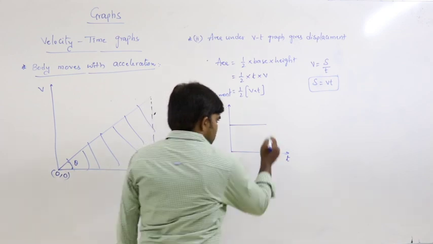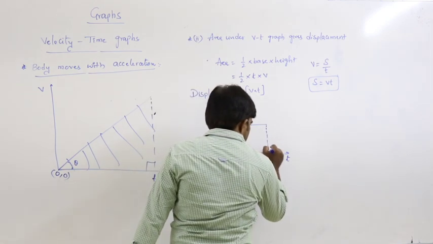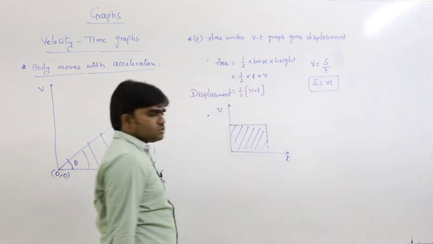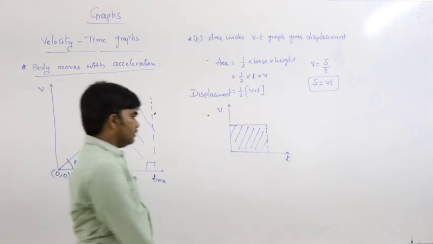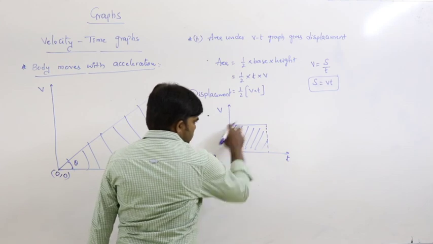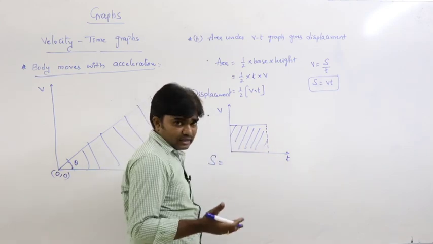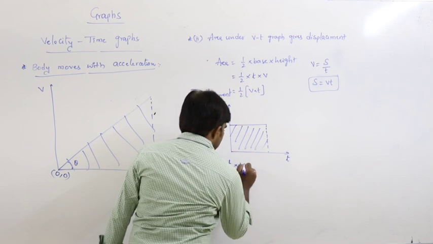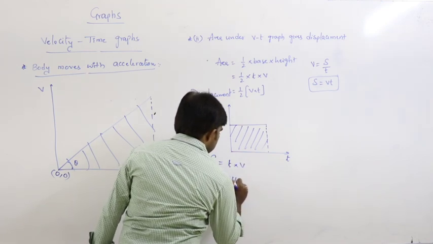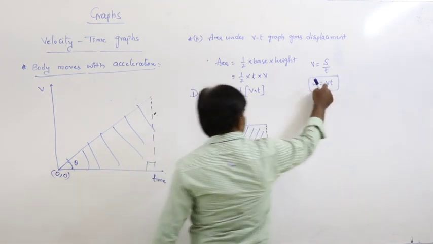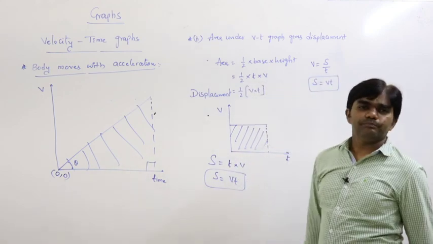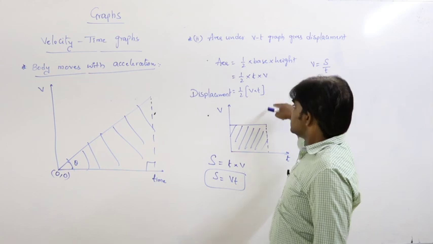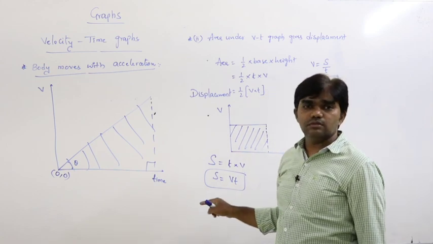So the area under this graph gives displacement. What is the shape? Let us say rectangle. Base into height, time into velocity. Therefore S is equal to velocity into time. So the area under the velocity time graph gives displacement.